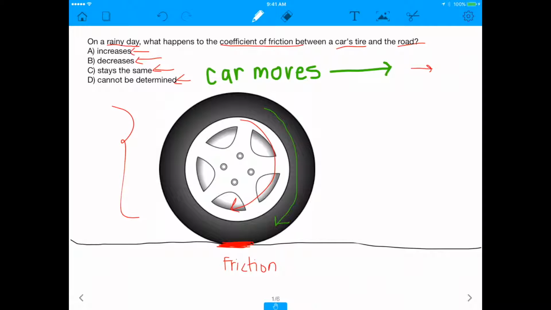Again, I didn't make this clear already, so I want to make sure I make it clear. I want to know what happens to the coefficient of friction relative to a sunny day. So, on a rainy day, does the coefficient of friction decrease compared to a sunny day? Does it increase? Does it stay the same, or can you not determine it?